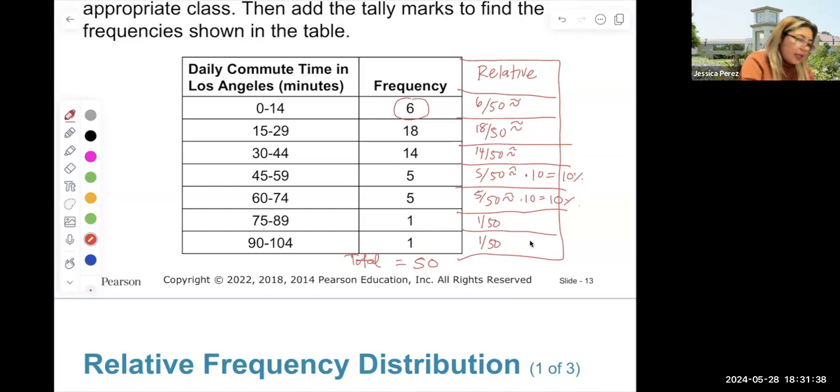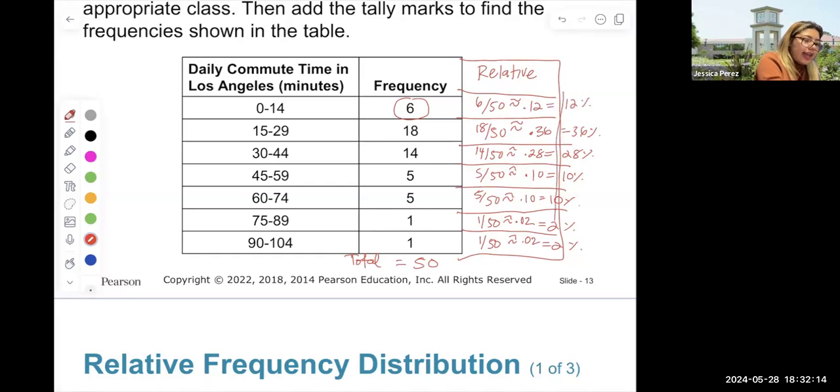So this is going to be 2%, 0.02, or 2%. And then we can calculate the top just by our calculator. 14 divided by 50 is 28% or 0.28, 28%. 18 out of 50, and then again, you're given a calculator, will be 0.36 or 36%. And then 6 out of 50 will be 12% or 0.12.